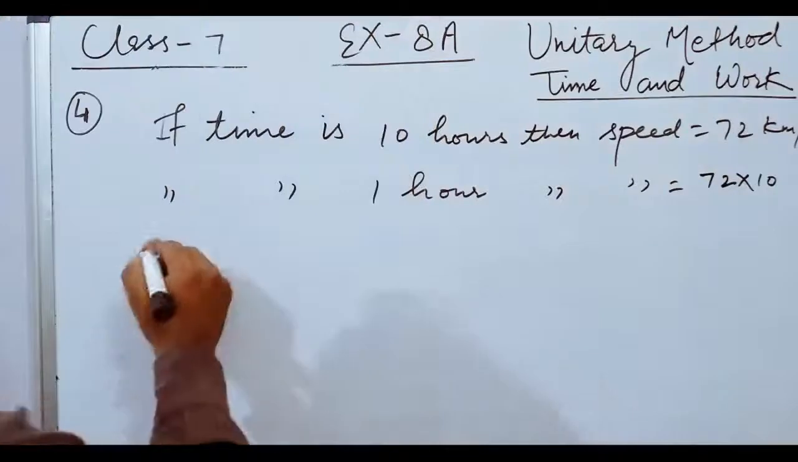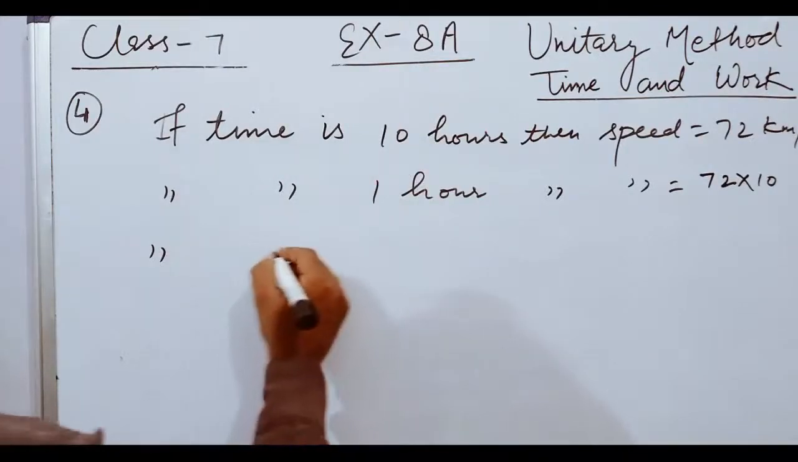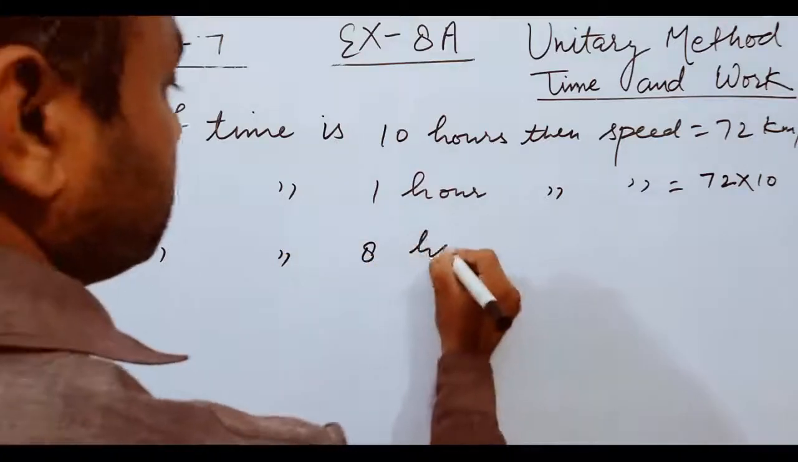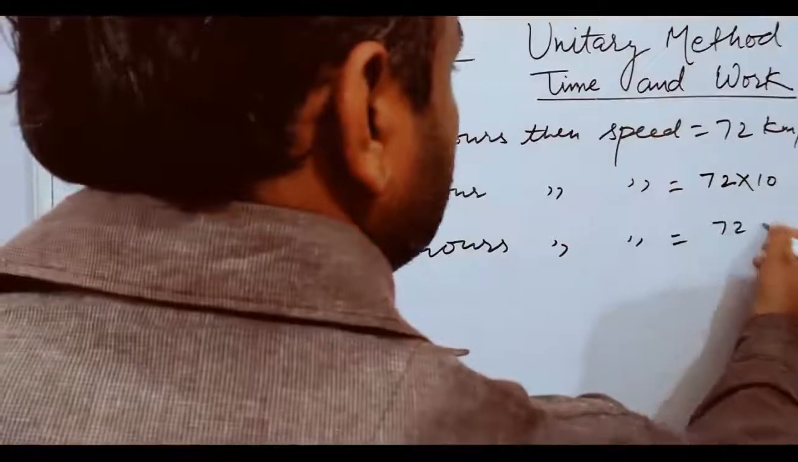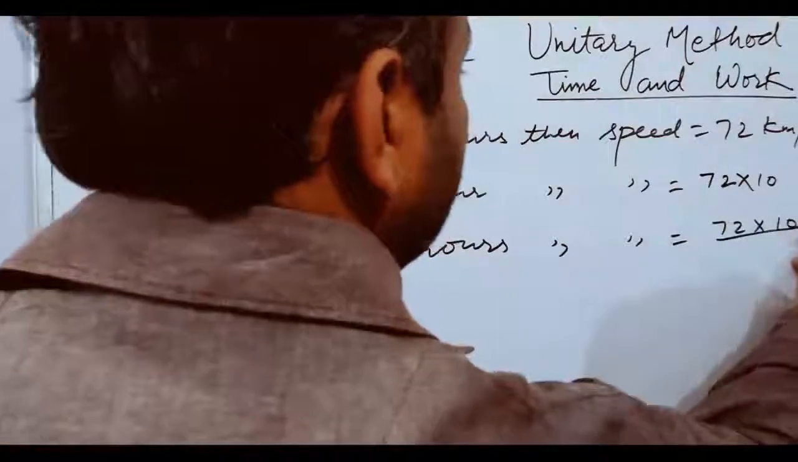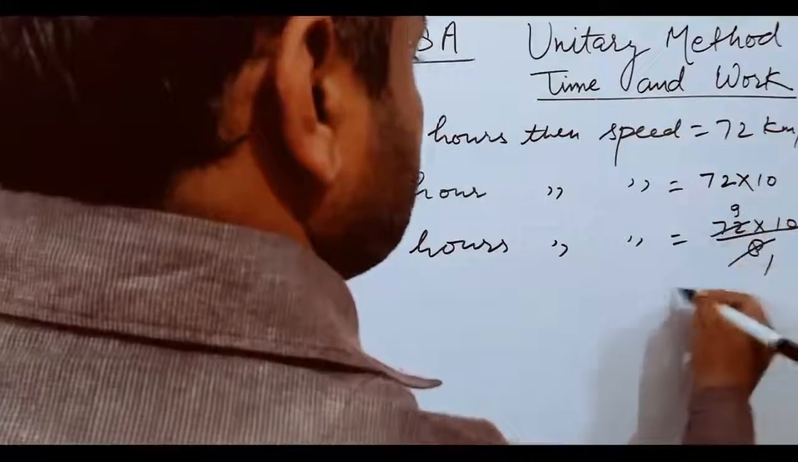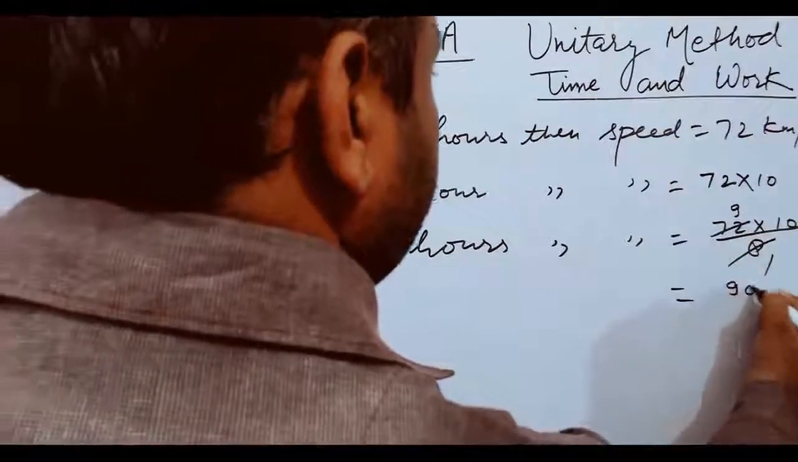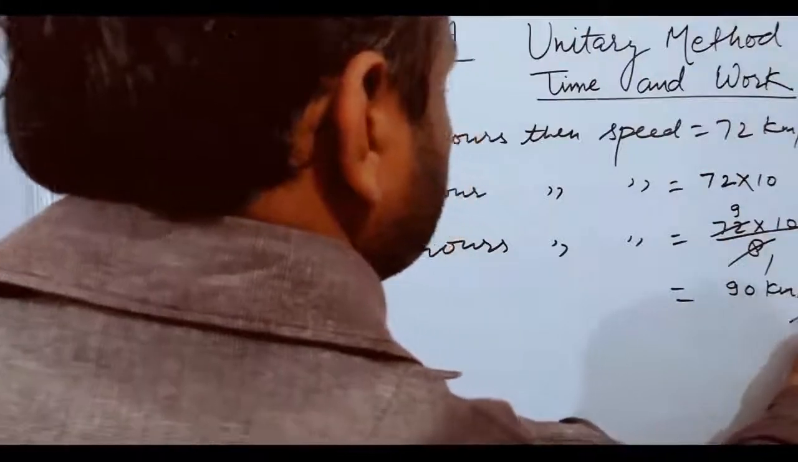And the question is, what should be the average speed of the car so that the person can complete the journey in 8 hours? If time is 8 hours, then speed equal to divide. This is inverse variation. Okay, this is inverse variation. 90 kilometer per hour. Okay, this is the answer.